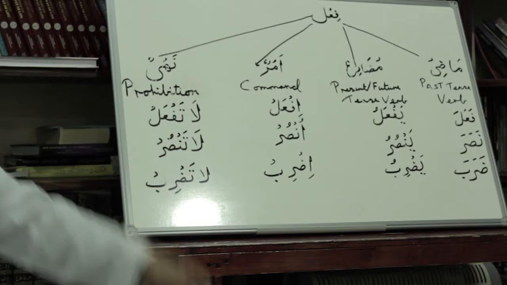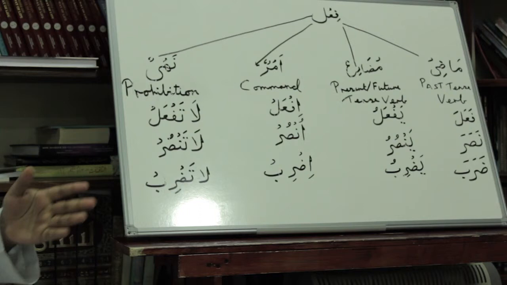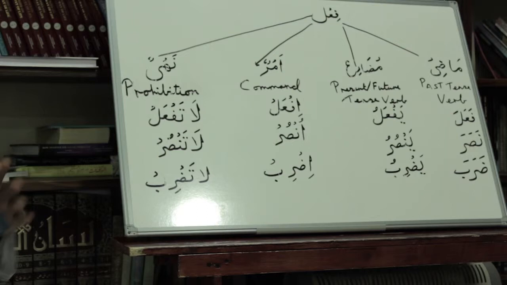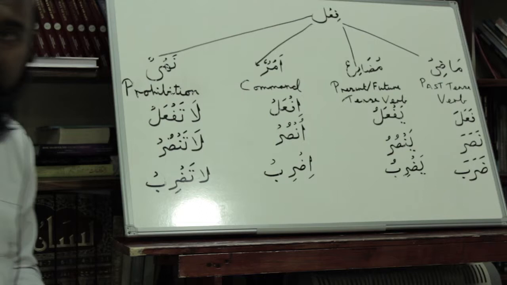So like ism has many branches. We spoke about ism having two sets of branches. One is ismu dhat and ismu al-ma'na. Ismu dhat is the concrete noun, and ismu al-ma'na is the one that's regarding the quality.